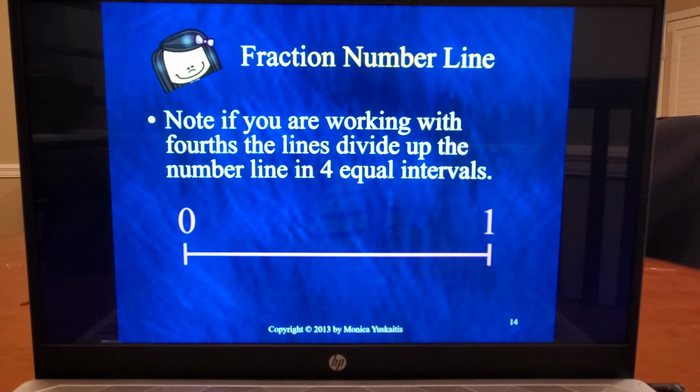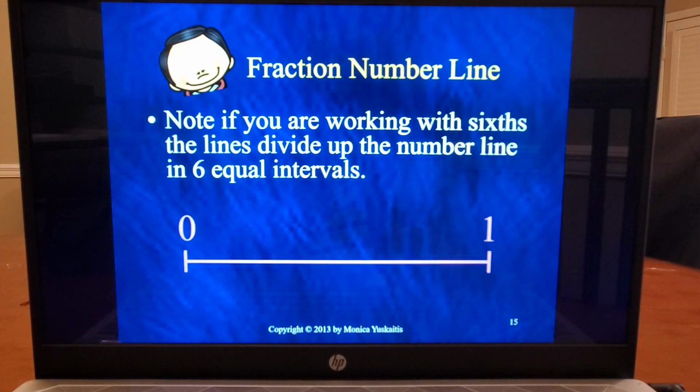If you're working with fourths, then the lines need to divide the number line into 4 equal intervals. So let's count and make sure we have 4 equal size spaces here. 1, 2, 3, 4. Now I can name them with a fraction. 0/4, 1/4, 2/4, 3/4, 1 whole, or 4/4.